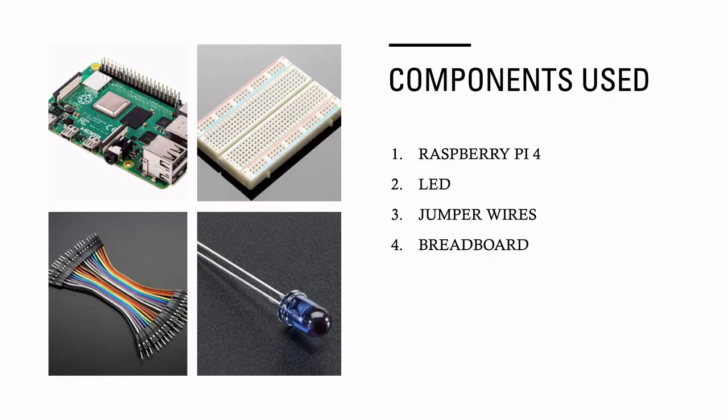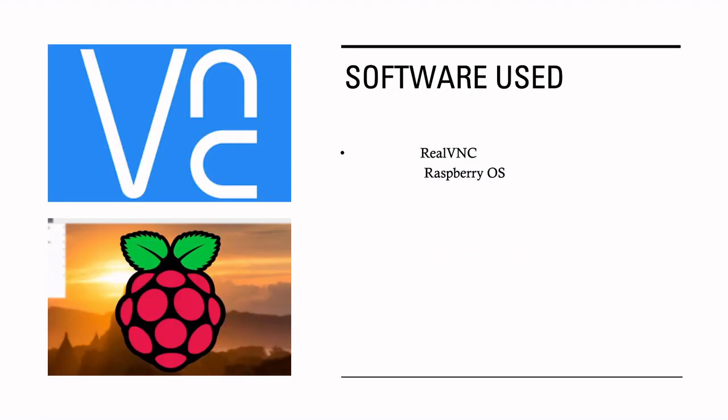For the given task, we are using Raspberry Pi 4, some jumper wires, LED and breadboard. For software, we need Raspberry OS installed and real VNC to remotely control our Raspberry Pi in our desktop, which we have set up in previous task.